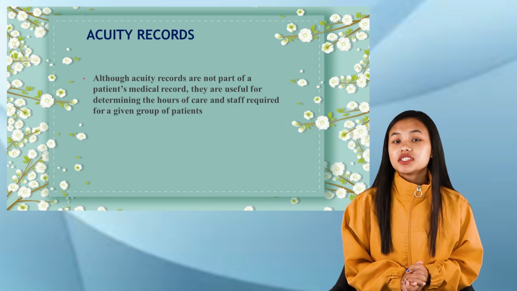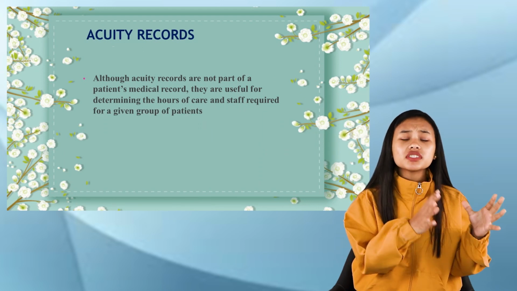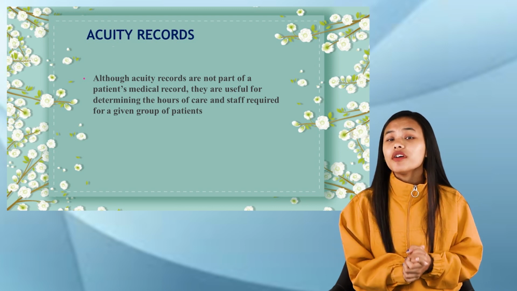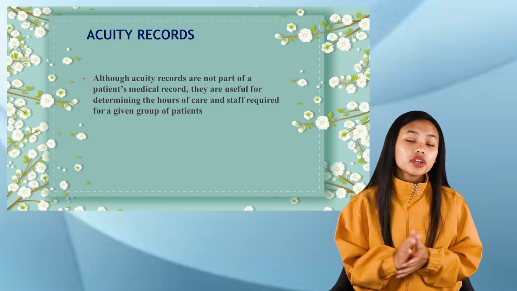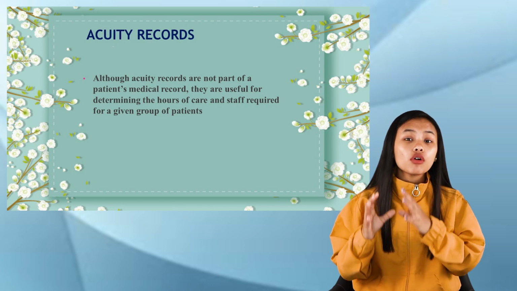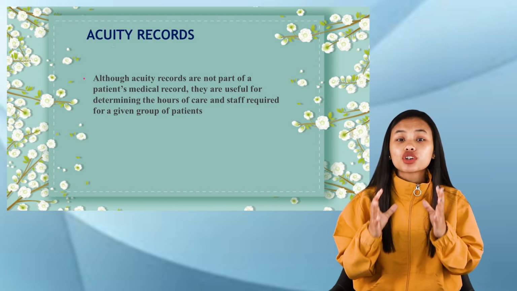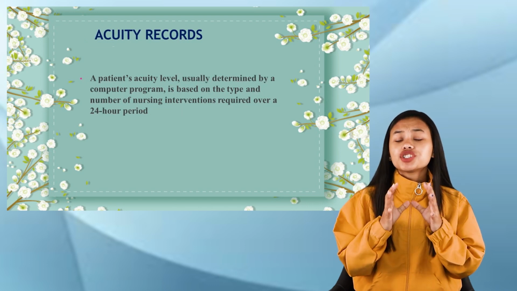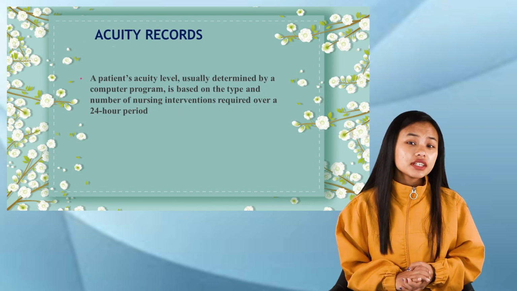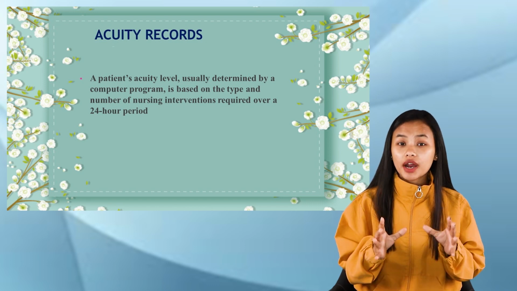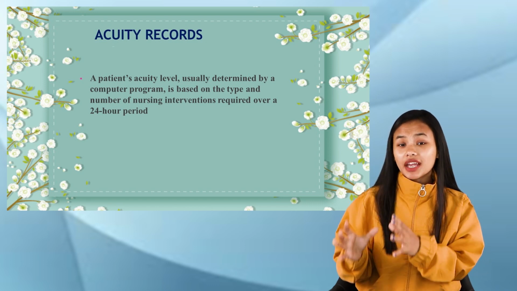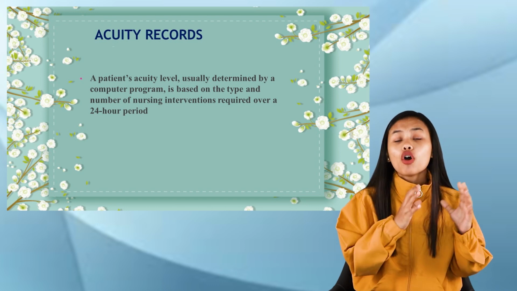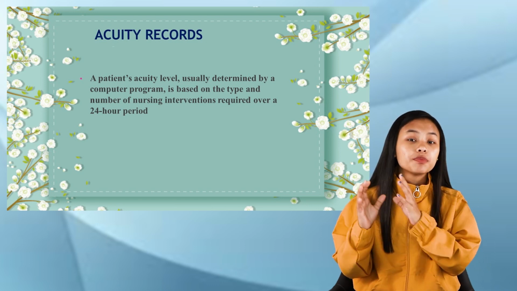The next one is the acuity record. Although this acuity record is not a part of the patient medical record, it is very useful for determining the hours of care and also the staff members which are required for a given group of patients. A patient acuity level is usually determined by a computer program based on the type and the number of nursing interventions which are required over a 24-hour period.